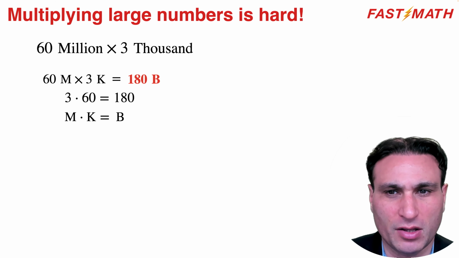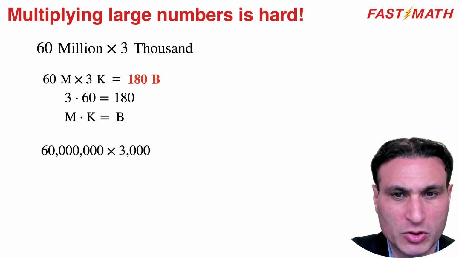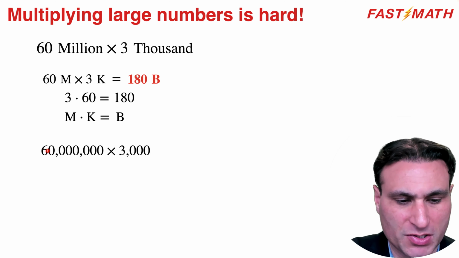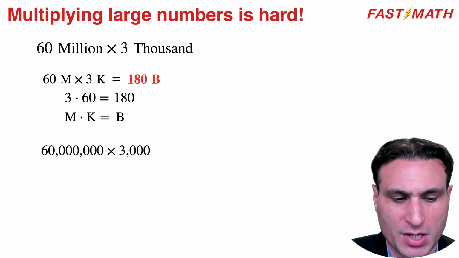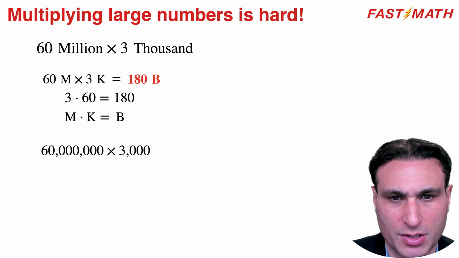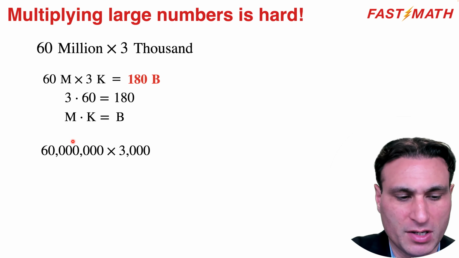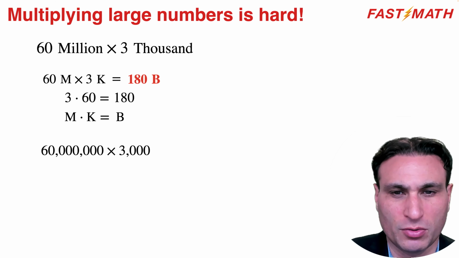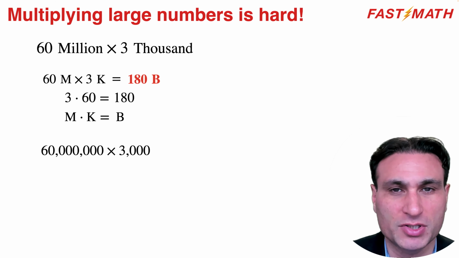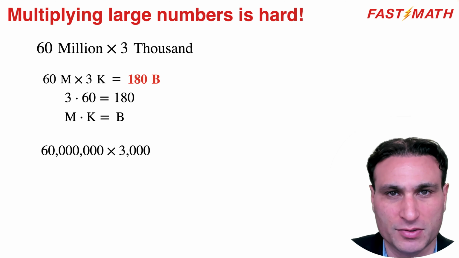If you write this calculation with all the zeros, you'd have this. Most people calculate this by multiplying 6 and 3, which are the leading terms, and counting all the zeros. 6 times 3 is 18. Counting zeros, we have 7 in 60 million and 3 in 3,000 for a total of 10 zeros. So the result is 18 with 10 trailing zeros.